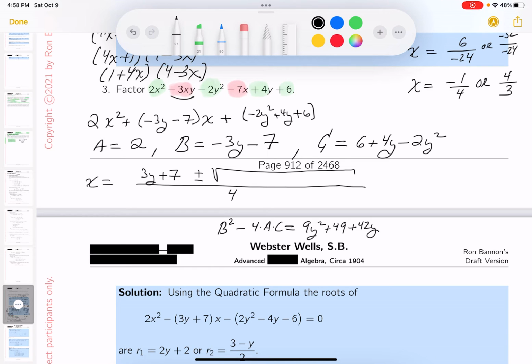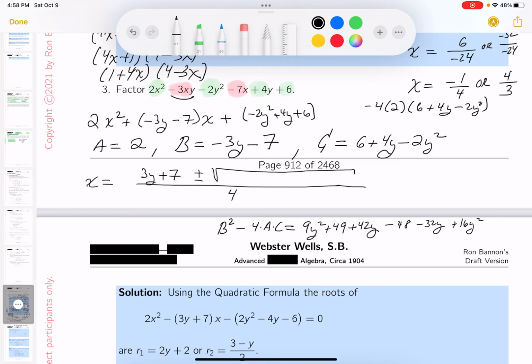Now what I got to do? I'm going to write it all down. I'm going to write minus 4 times the a. Well, the a is 2. That's easy. And what's the c? Oh, it's going to be a nightmare. 6 plus 4y minus 2y squared. Well, minus 4 times 2 is minus 8. That's going to be minus 8 times 6 is minus 48, right? And minus 8 times 4 is minus 32y. And minus 8 times minus 2 is plus 16.